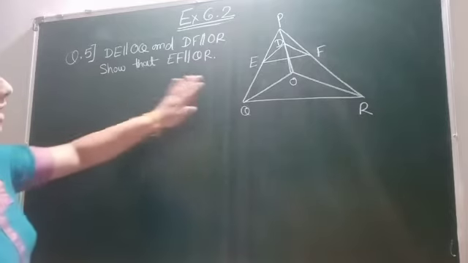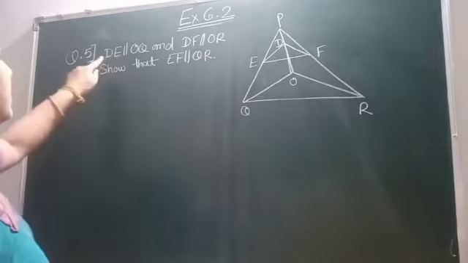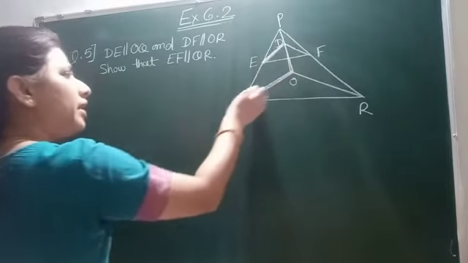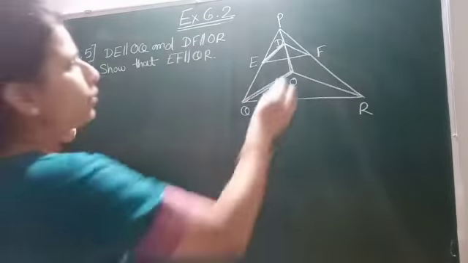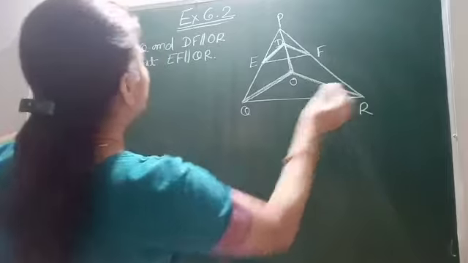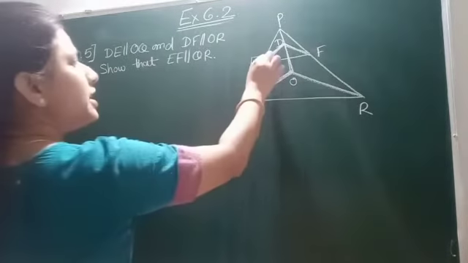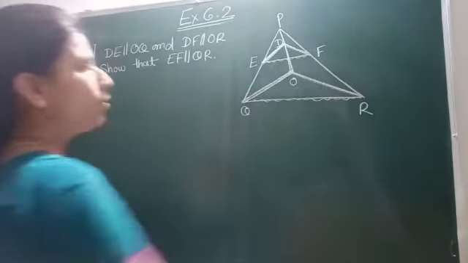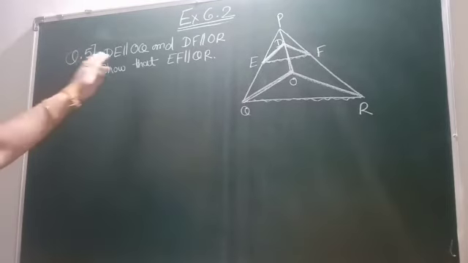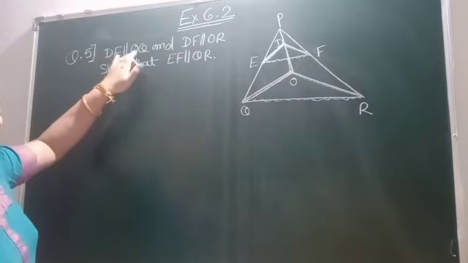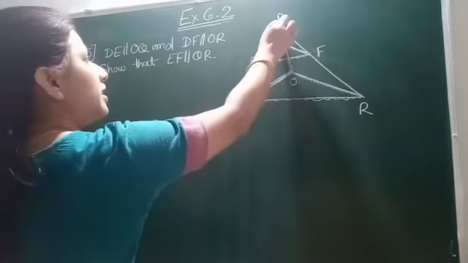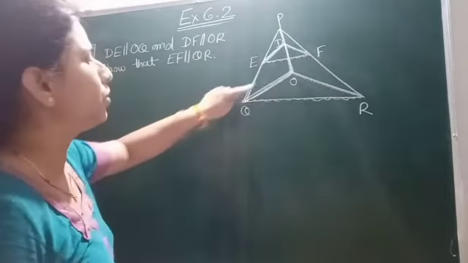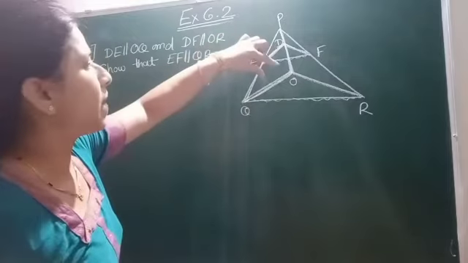Question number 5 is, in this particular given figure, this line DE is parallel to OQ. You can see this line DE is parallel to OQ. And DF is parallel to OR. Then we have to show that this line EF will parallel to this line QR. That we have to prove. So student, first we will choose a triangle in which DE is parallel to OQ. As you can see here, this triangle PQO. Okay, we will take this triangle PQO in which DE is parallel to OQ.